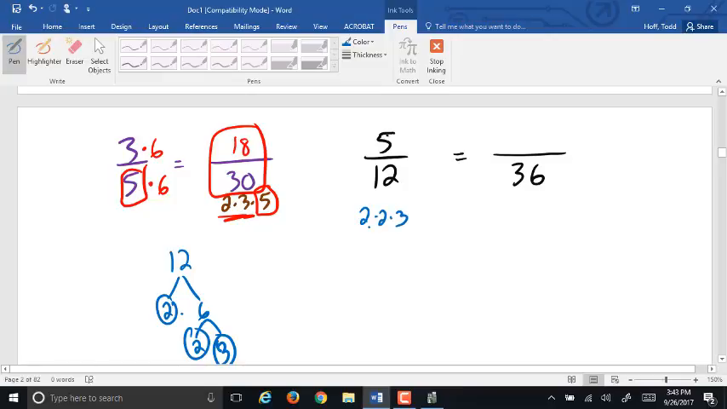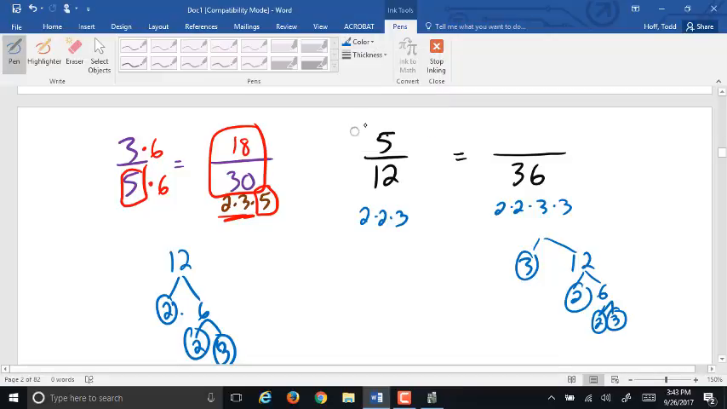36 factors into, somebody be brave. 3 and 12, you can keep going with it, right? 3 and 12, 3 is prime, 12 would be 2 and 6, 3 and 2, good. So that's 2 times 2 times 3 times 3.